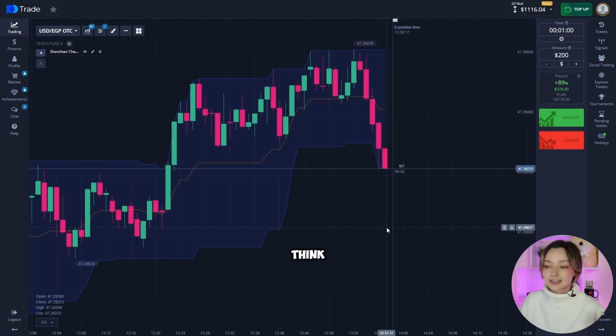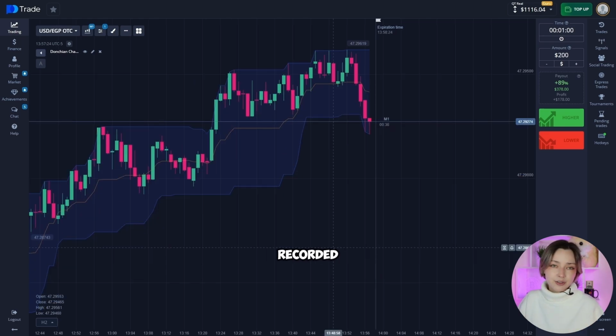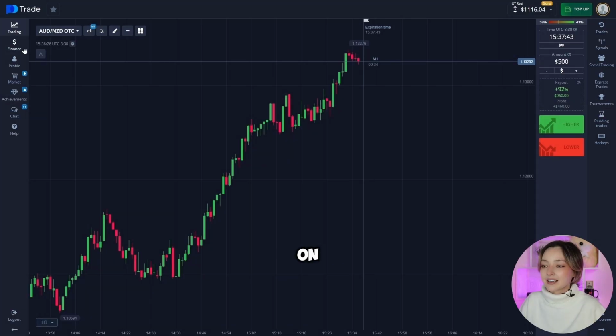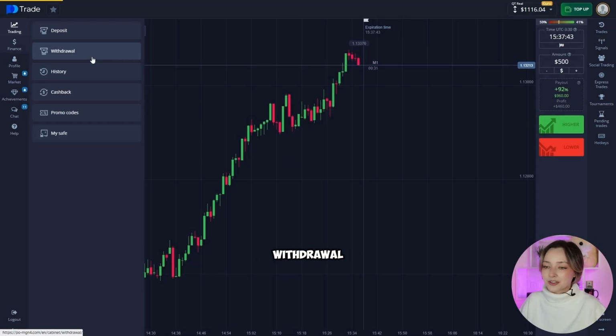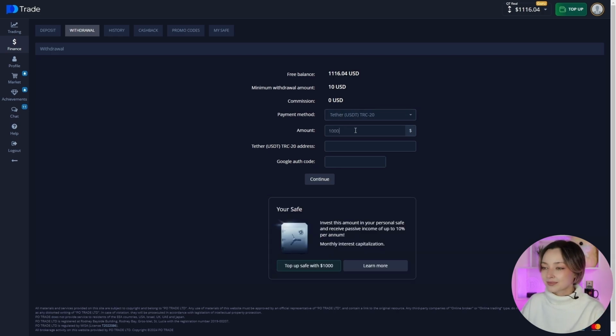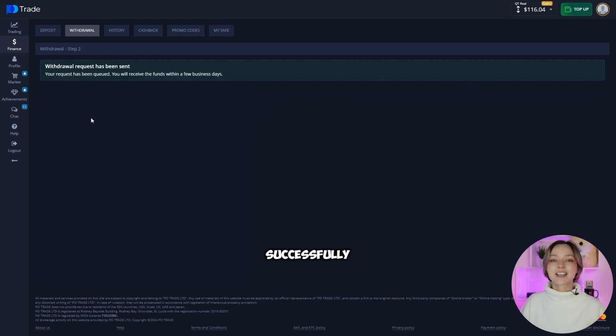And I think at this point, we have recorded our profits, so it's time to withdraw our money. Clicking on finance right here, withdrawal. Here we want to choose any convenient withdrawal method. I prefer cryptocurrency. Entering the amount right here. Our account address right here. And the verification code. Our application is successfully submitted.